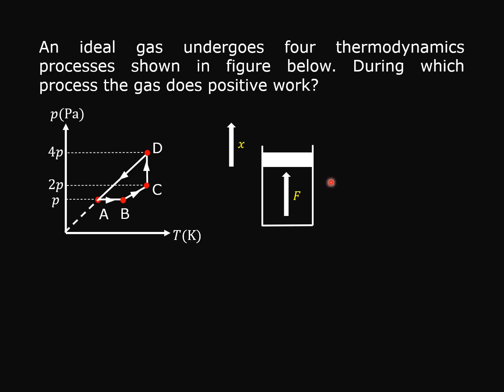Now we imagine that the gas is in a cylinder with a piston on top. When the molecules of the gas bombard the piston and the piston moves up, the gas expands. The force from the gas points upwards, and the displacement of the piston also points upwards.